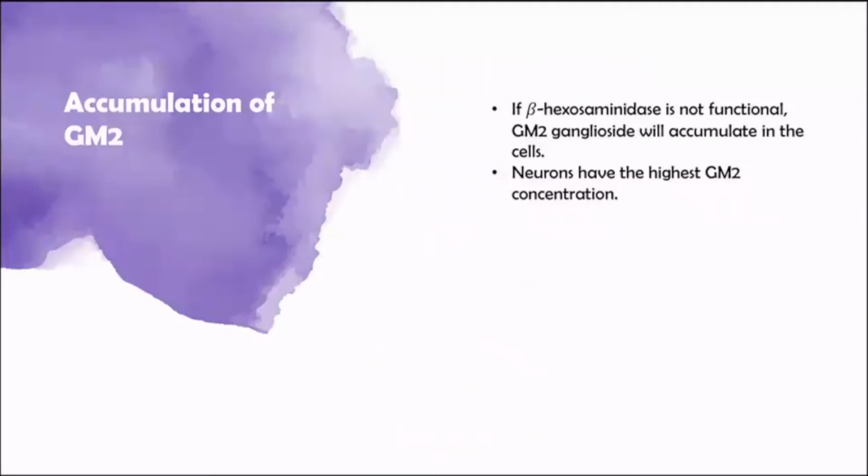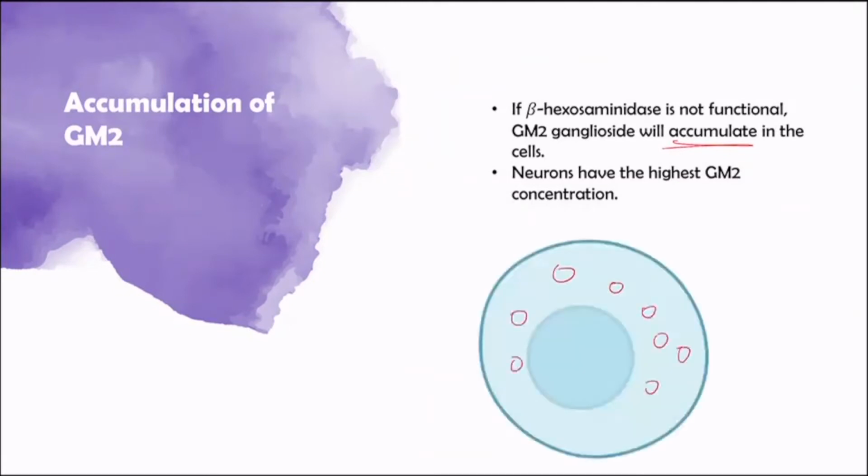If beta hexosaminidase is not functional, then GM2 ganglioside will accumulate in the cells. That means that you will have the formation of these vacuoles that are filled with the GM2 ganglioside in the cell. Since neurons have the highest GM2 concentration when compared to other bodily cells, the neurons are impacted more than any other bodily cell by this accumulation of GM2 ganglioside.